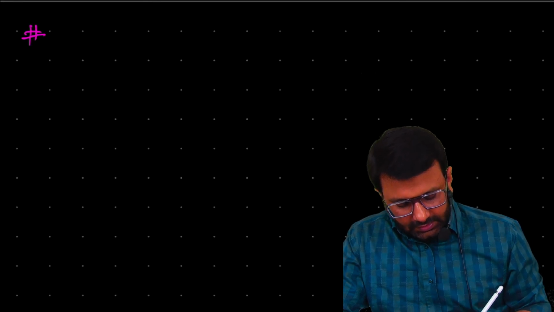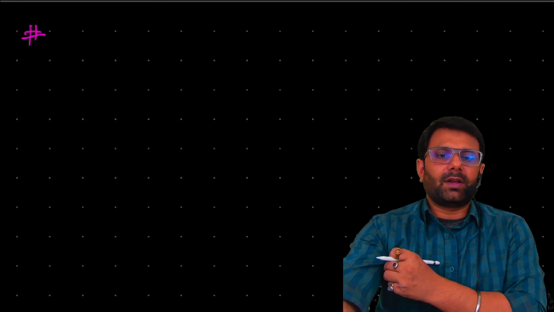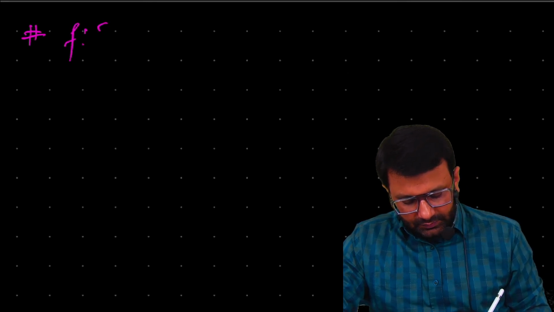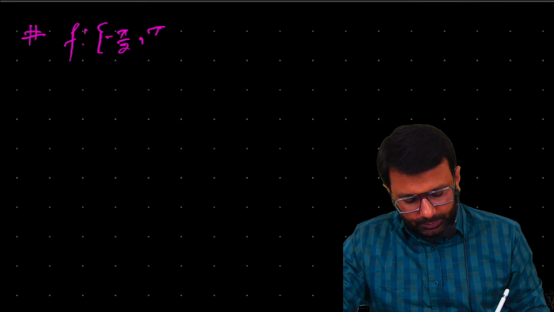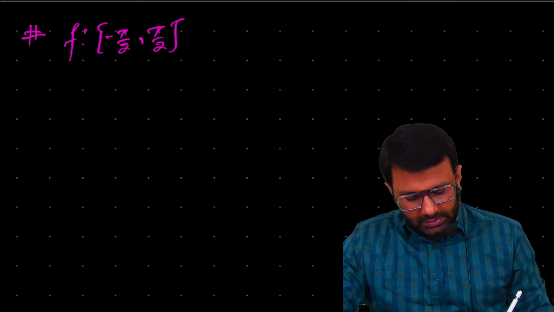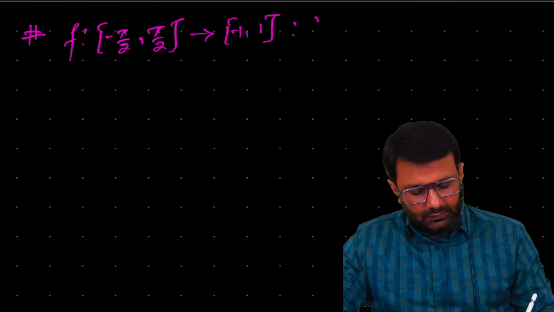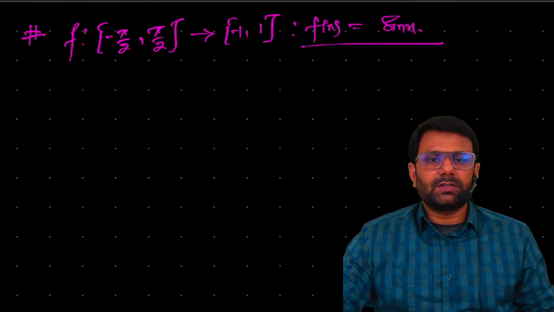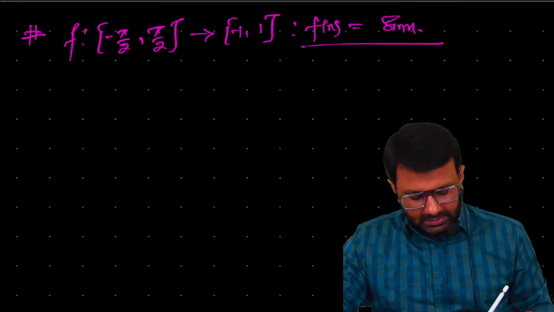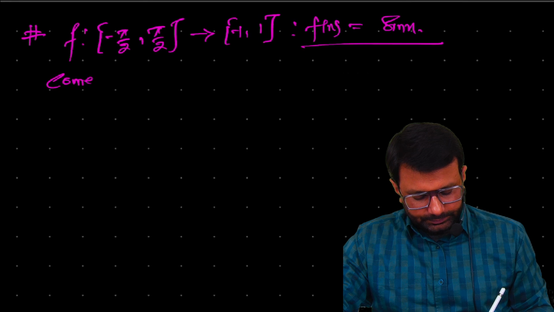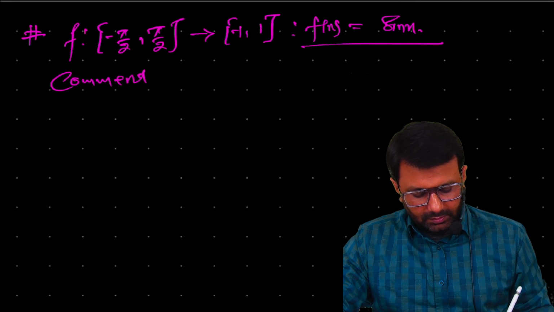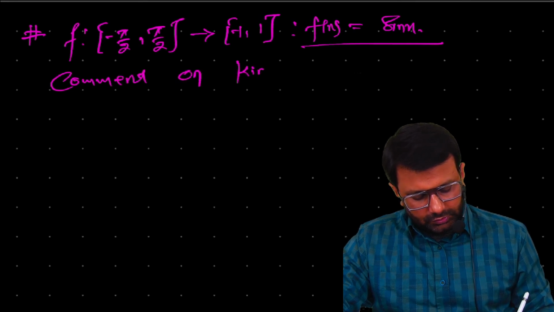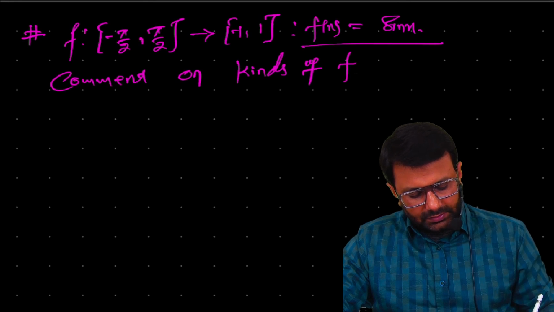Yes. So now again suppose one more function I am writing here. So this time the function is defined from -π/2 to π/2, and its codomain is -1 to +1. And the function f(x) is equal to sin x given. Then comment on the kind of function.